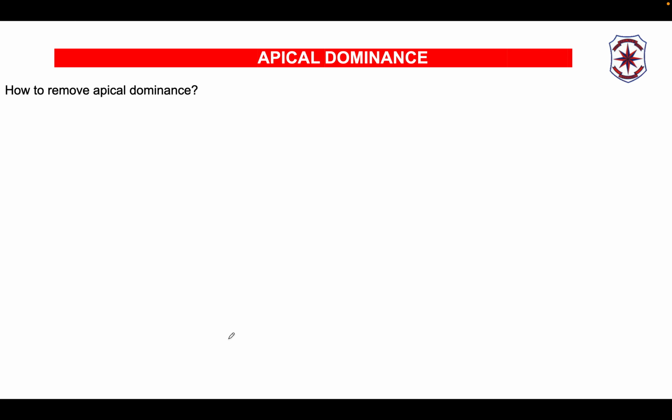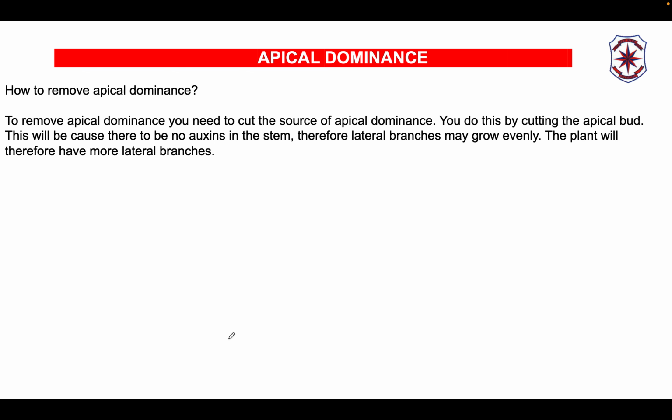And then we have already spoken about this, so I'm going to fly very quickly through this slide. How to remove apical dominance. Here's the answer. To remove apical dominance, you need to cut the source of apical dominance. You do this by cutting the apical bud. So you cut the apical bud out. This will cause there to be no auxins at the tip of the stem. Therefore, the lateral branches may grow evenly, and then the plant will grow more lateral branches.